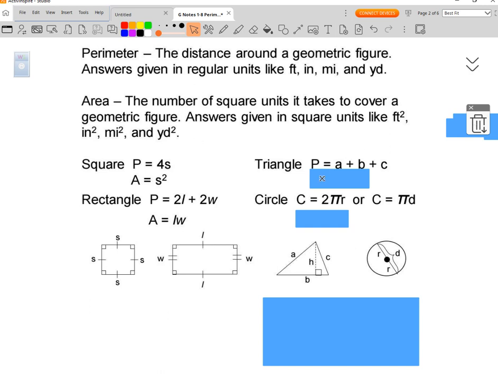A triangle. So the square and the rectangle, remember a square is a rectangle, right? It's just a special one because the side lengths are all the same. The triangle and the circle have completely different formulas. The triangle formula is 1/2 the base times the height of the triangle. I typically write that as the base times the height divided by 2.